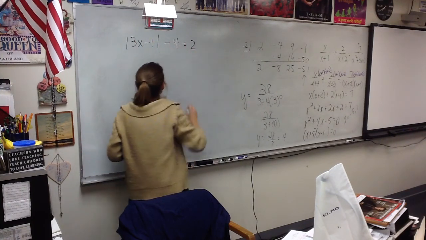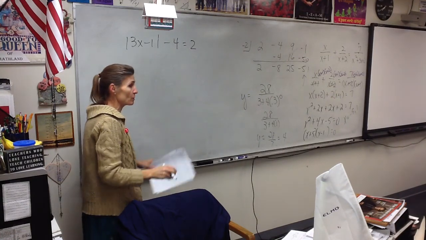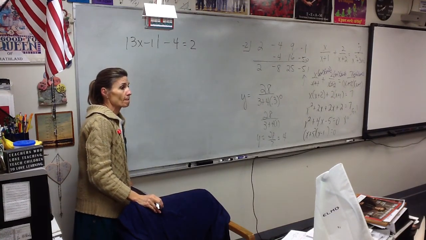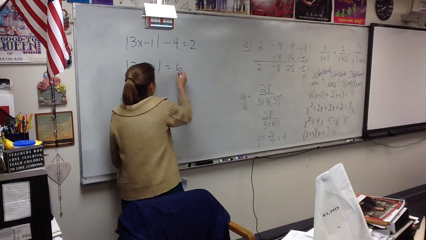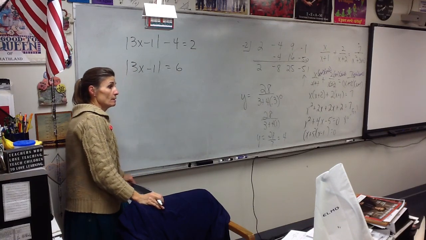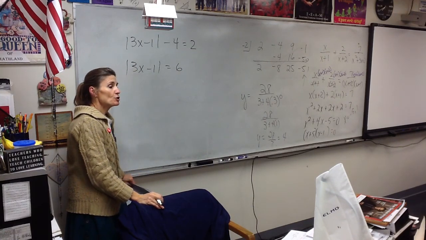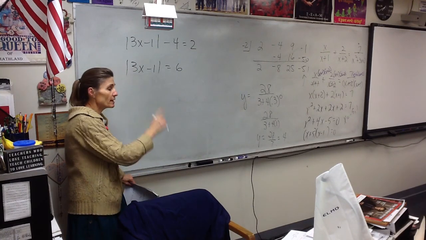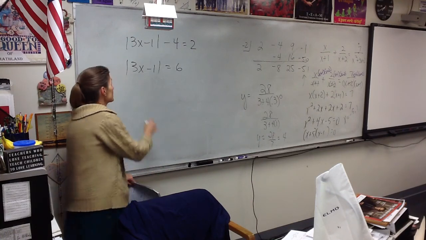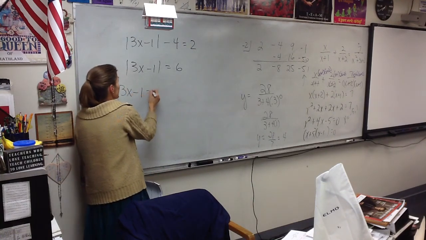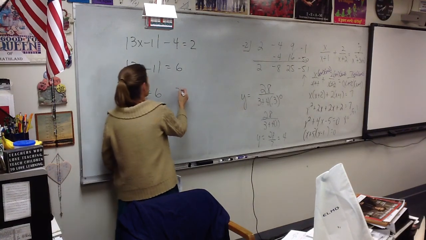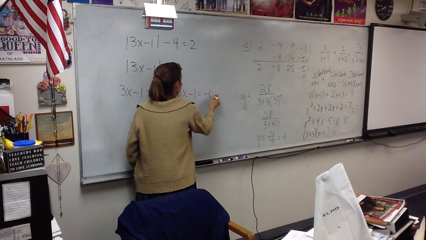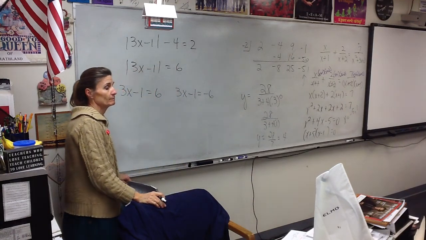What's the first thing we should do with this absolute value equation? Add 4 over? Yep, absolutely. We want to add that 4 over, so we got 6 now. Now we're going to split it up into 2 separate equations. One equation just says 3x minus 1 equals 6. The other equation says 3x minus 1 equals -6.